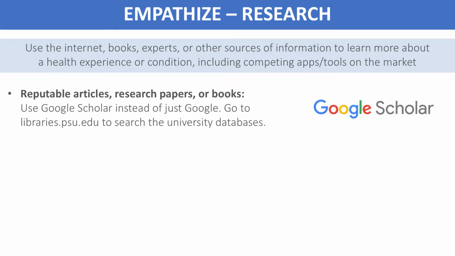So the first thing you can do to conduct research is to look for reputable articles, research papers, or books. I suggest you use Google Scholar instead of just Google to make sure that you're getting accredited academic resources. Or you can also use Penn State's library system to search through the university databases.